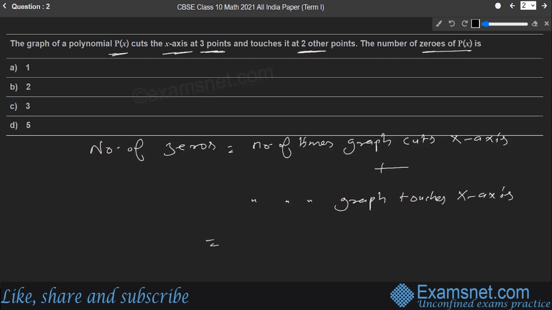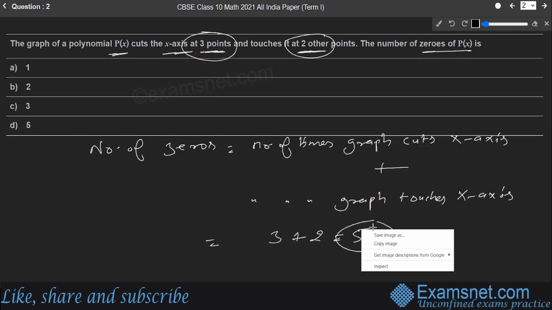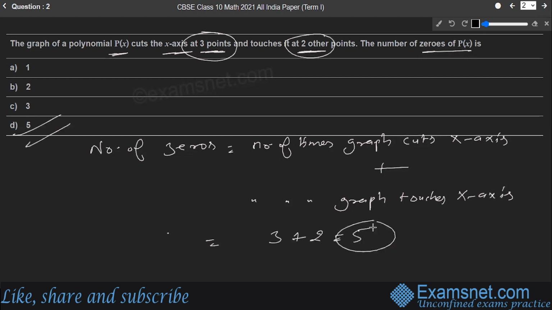So how many times does the graph cut the x-axis? They say 3 points, so it is going to be 3. How many times does the graph touch the x-axis? They say 2. So 3 plus 2 is going to be 5. That is the right answer. Option D is right, 5 times.